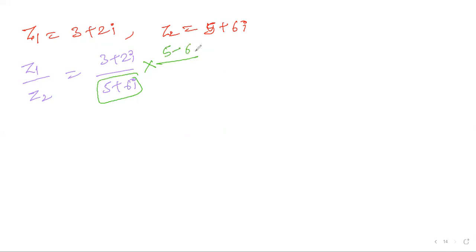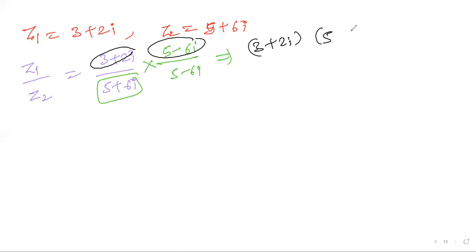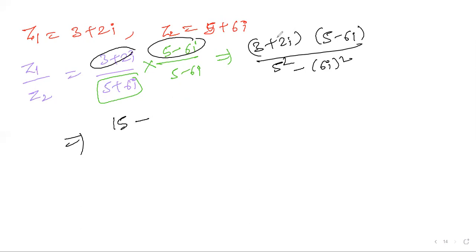So 5 minus 6i, 5 minus 6i. Continue the process: both the top and bottom, please multiply. 3 plus 2i into 5 minus 6i. In the denominator, 5 plus 6i into 5 minus 6i gives a square minus b square. Next, multiply the numerators. 3 fives are 15, 3 sixes are 18i. Next, 2 fives are 10i. Next, 2 sixes are 12.